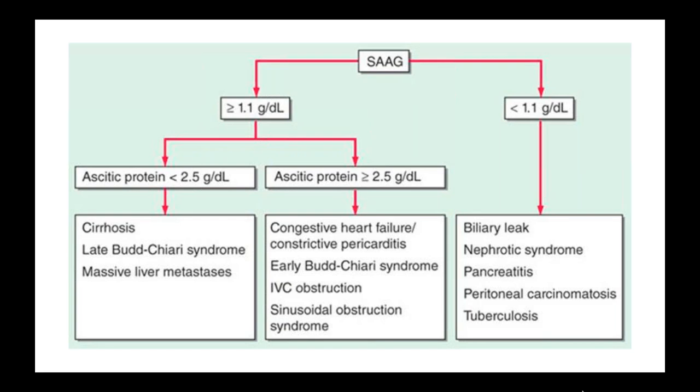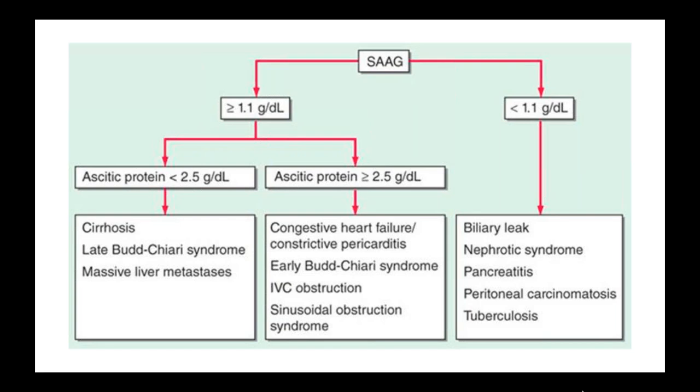Okay. So classically, what has been described is that when the SAG is more than 1.1, it is typically a transudate, or when it is less than 1.1, it is an exudate. But what we tend to call it is a high SAG ascites or a low SAG ascites. So this is the newer terminology. We don't call it transudate or exudate, although some people would like to continue. So once you find that it is a low SAG ascites, that means the SAG is less than 1.1 gram per deciliter, then the conditions are mostly local conditions.